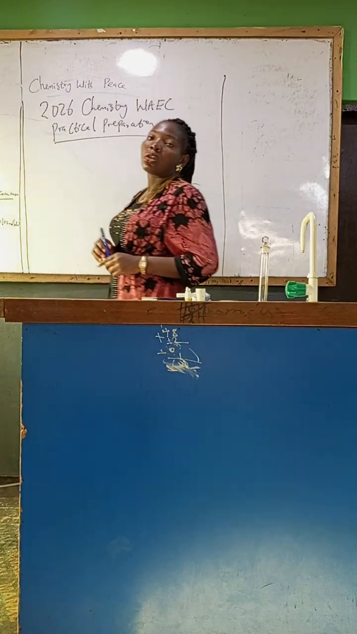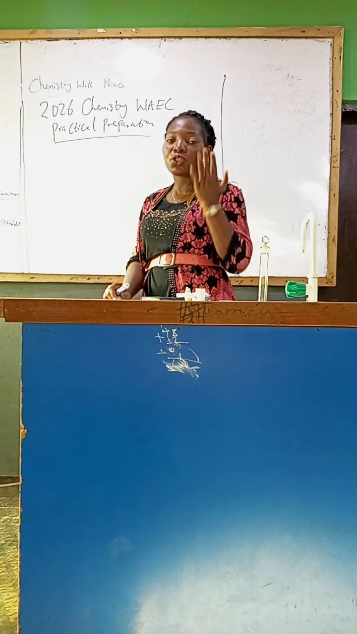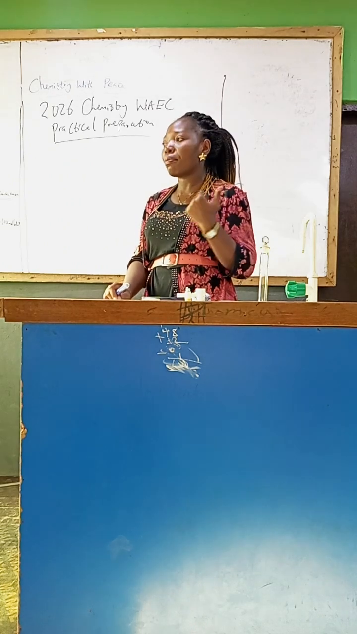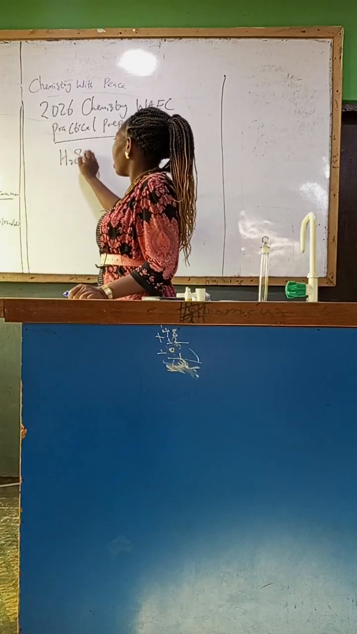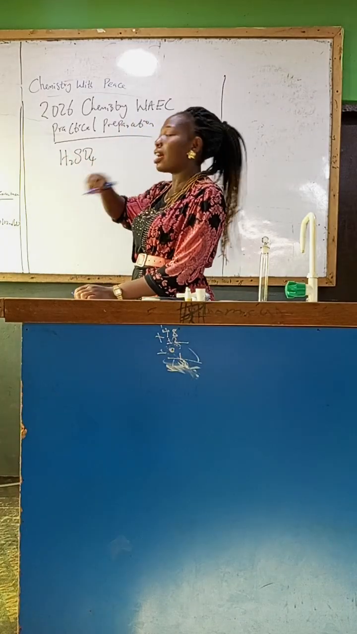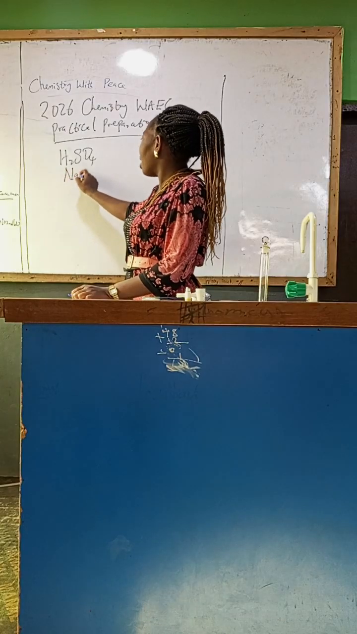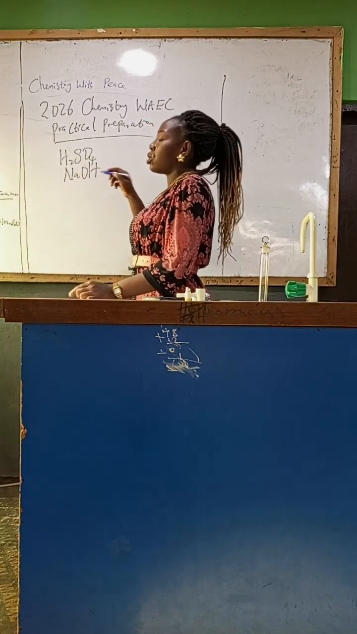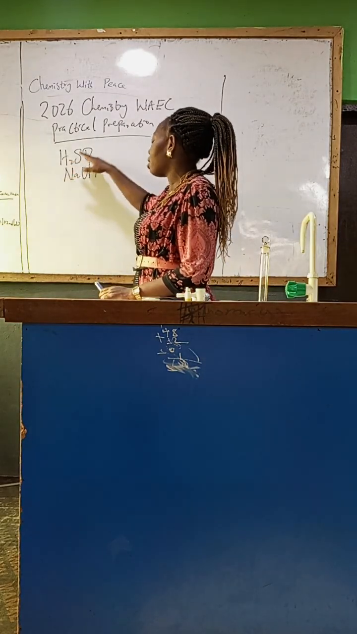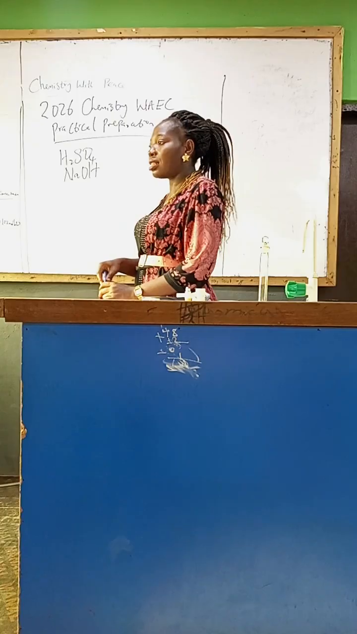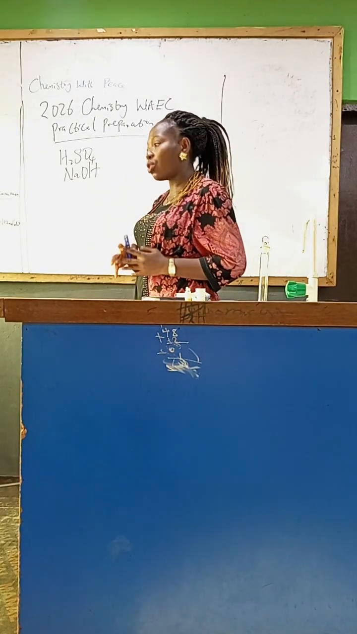Okay, so this year we are given strong acid and strong base. The acid given to us is H2SO4. This is a strong acid, and then we are given the base NaOH. This is sodium hydroxide. So we are given sodium hydroxide, and we are given tetraoxosulfate(VI) acid. Both of them are strong acid and strong base.